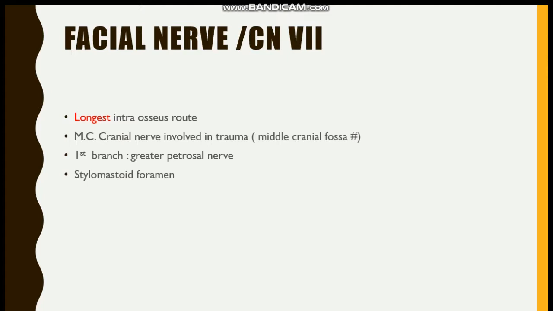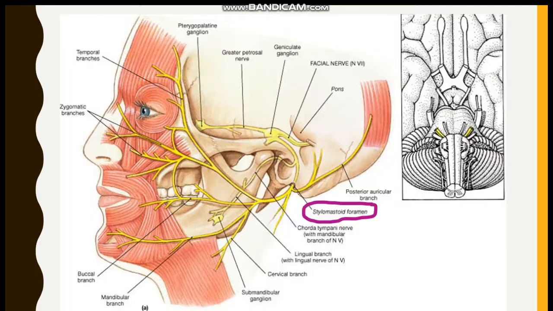As we know that trauma most commonly occurs in the middle cranial fossa, so if it is in the middle cranial fossa, then the nerve most commonly injured is the facial nerve. The first branch of the facial nerve is the greater petrosal nerve and it comes out through the stylomastoid foramen. So here you can see the stylomastoid foramen, just posterior to the styloid process.